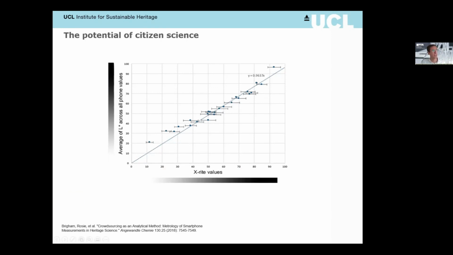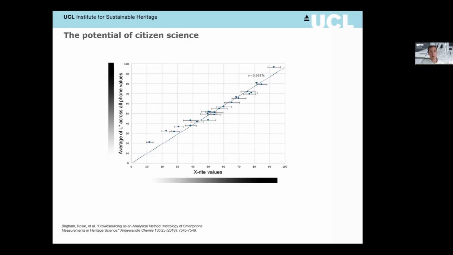This is an example of the kind of correlations that we obtain. We did them for different color combinations. That's the example from white to black. And what you can see here is the correspondence between the color measured with a smartphone on the left-hand side and the color measured with a very good colorimeter on the x-axis. And there's a correlation. It's remarkably good in some areas.